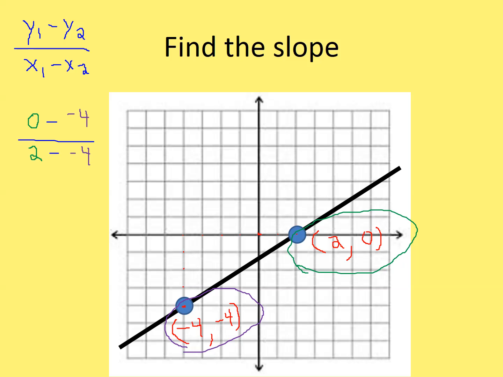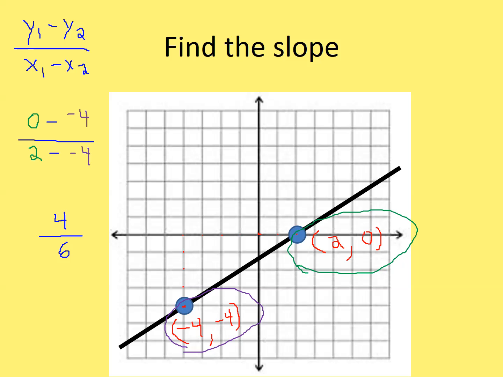Zero minus negative 4 is positive 4. 2 minus a negative 4, when you subtract a negative, that's the same thing as adding. So that's 6. So this has a slope of 4 over 6.